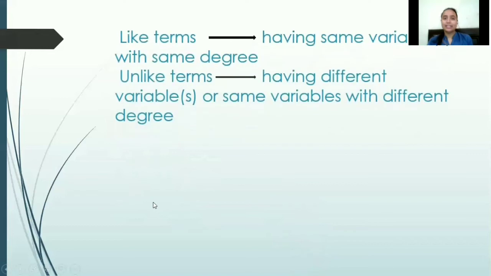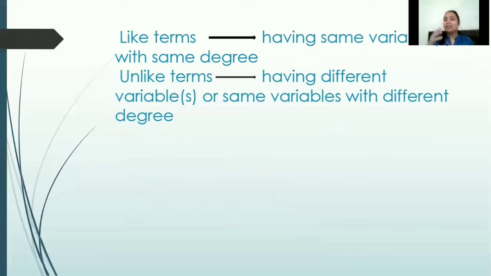Now, a very interesting thing: like terms and unlike terms. Students, it is very easy to understand. When terms have the same variable, for example 2x and 3x, both having the same x, they have the same variable and the same degree. So they are like terms.